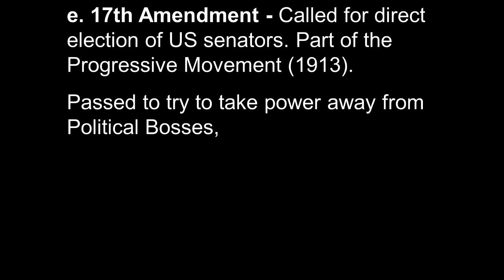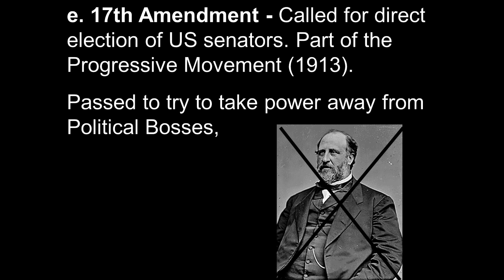Now, what ended up happening was party bosses, people like Boss Tweed, they'd get their favorite legislators elected, and then they'd have a huge influence over who would become a senator. So this takes the influence away from people in corruption like party bosses and puts the influence directly in the hands of the people through popular election. So Boss Tweed's out, popular election is now in.